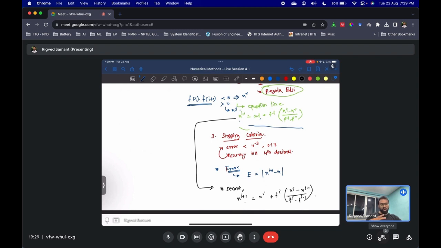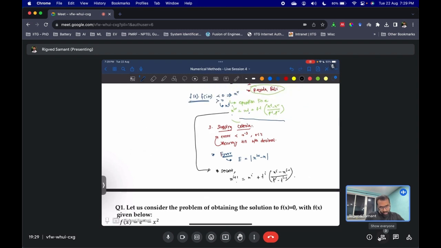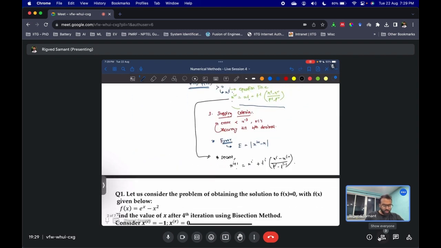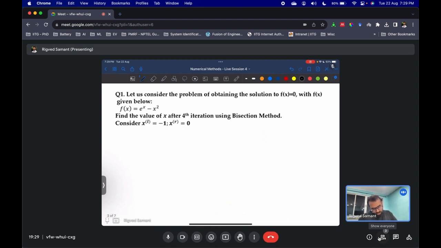This might be a lot of theory for you and a lot of jargon in the way I'm telling you. So better we will solve the problem, by that it will be more clear to you. So this is the first question. Let us consider the problem of obtaining the solution of f of x equal to 0. With f of x given as this, find the x after the fourth iteration using the bisection method. And we have been given this XL and XR.